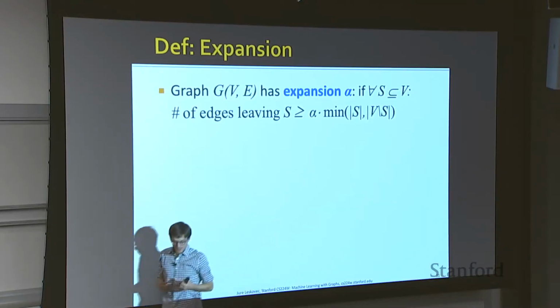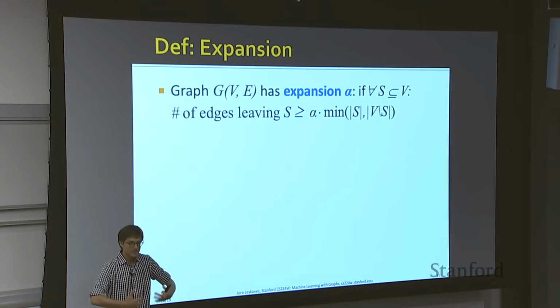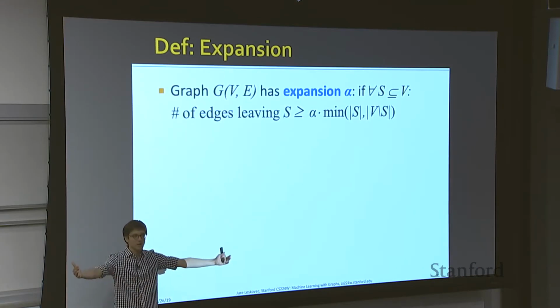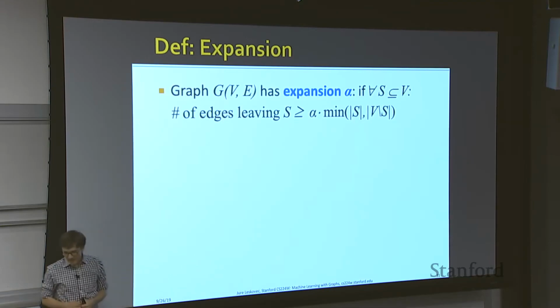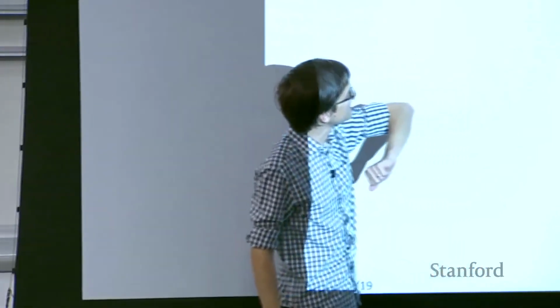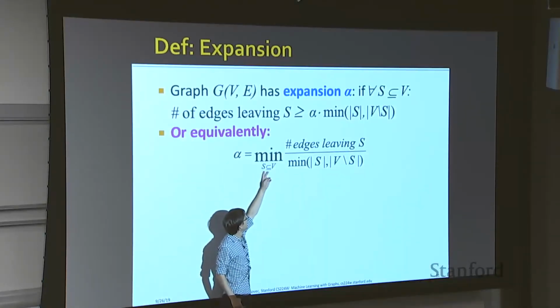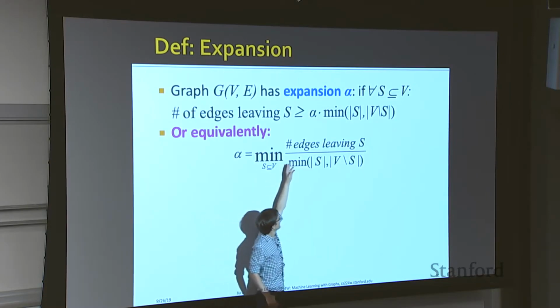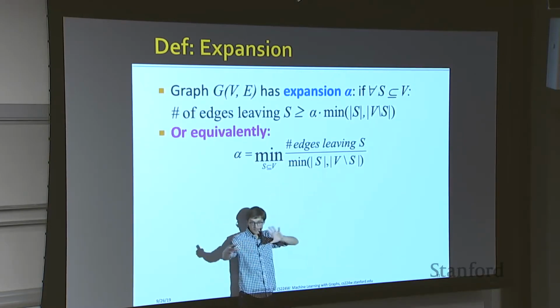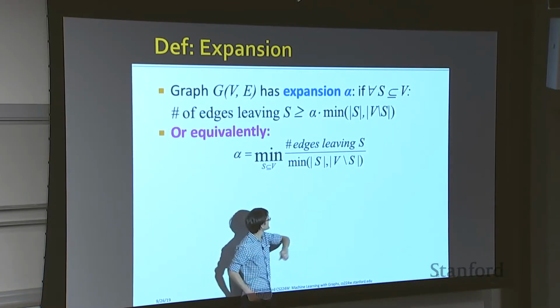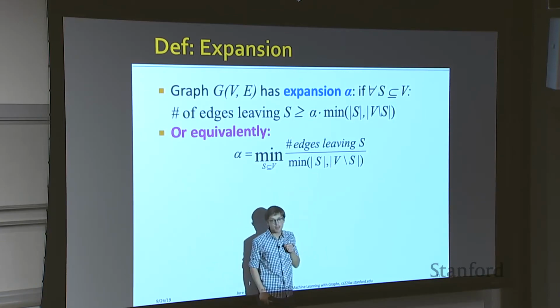Okay? So essentially what we are asking is, if I pick a random set of nodes, how many edges are going to leave that set, right? The way you can think of this is that alpha is the minimum over all subsets S of the number of edges leaving that set S divided by the size of S.